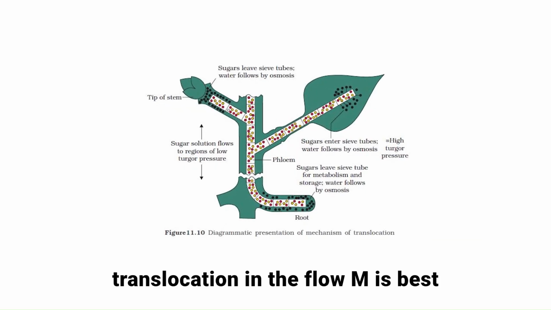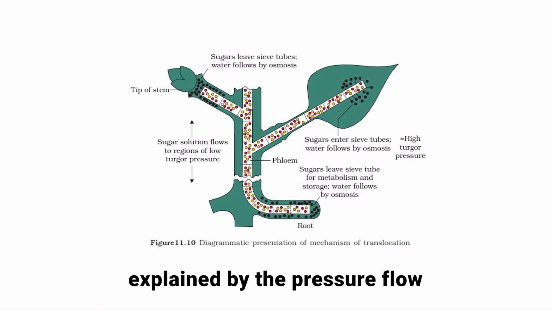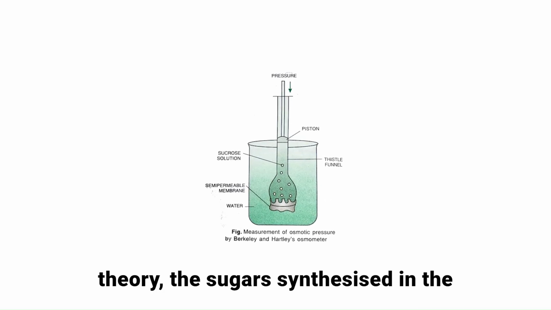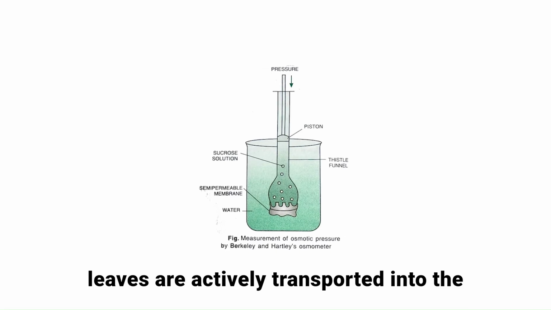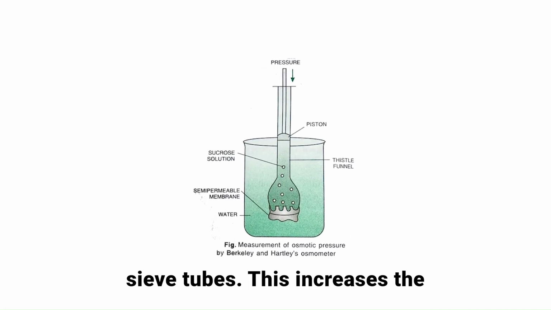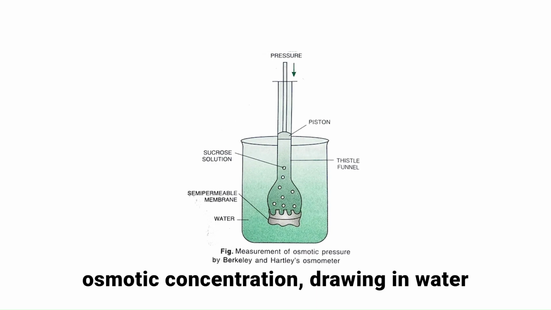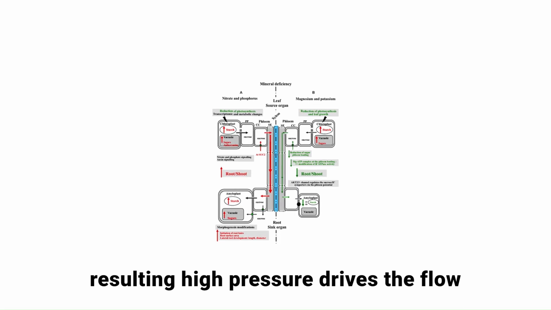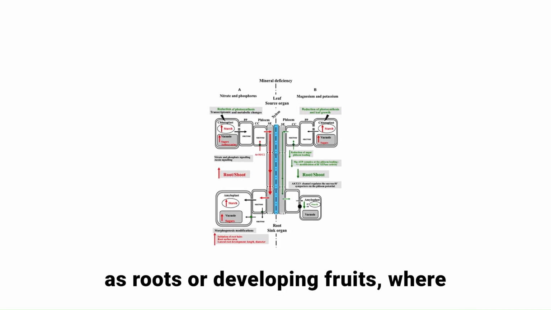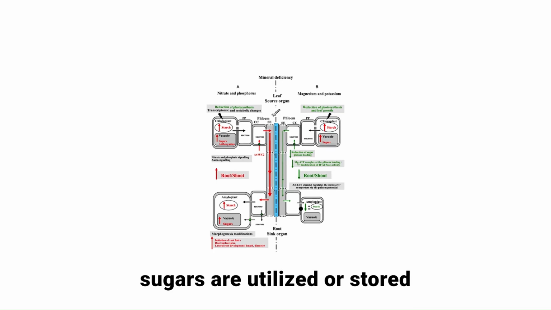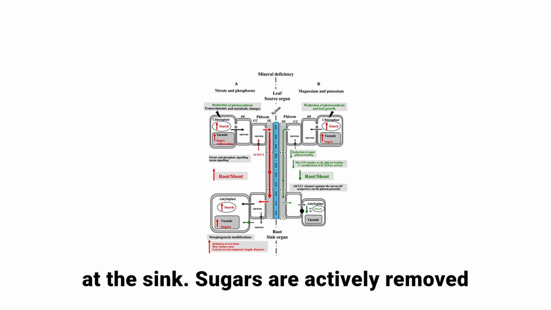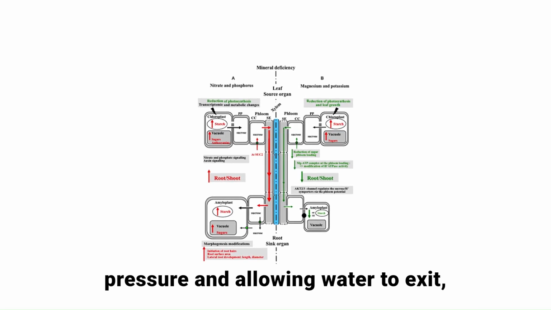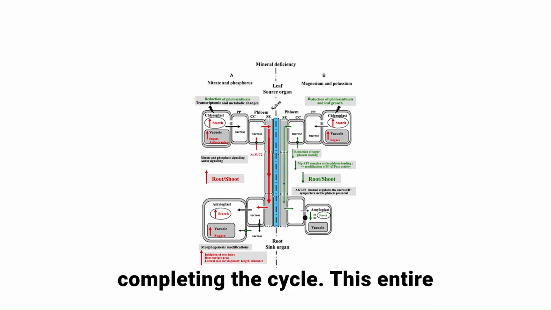The mechanism behind translocation in the phloem is best explained by the pressure flow hypothesis. According to this theory, the sugars synthesized in the leaves are actively transported into the sieve tubes. This increases the osmotic concentration, drawing in water from adjacent xylem vessels. The resulting high pressure drives the flow of the solution toward sink regions, such as roots or developing fruits, where sugars are utilized or stored. At the sink, sugars are actively removed from the phloem, decreasing the osmotic pressure and allowing water to exit, completing the cycle.